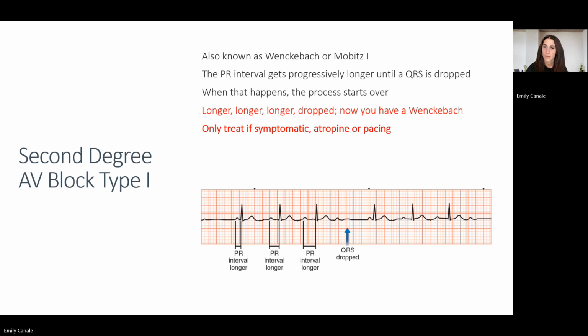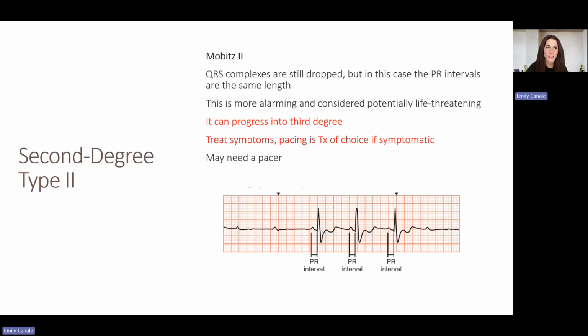Simple. Now, on the opposite end, a Mobitz 2, which is a second degree AV block type 2. Now, this is considered a potentially life-threatening dysrhythmia because this can turn into third degree heart block. So this is actually worse than your Wenckebach, than your type 1. I know that's confusing, type 1, type 2.